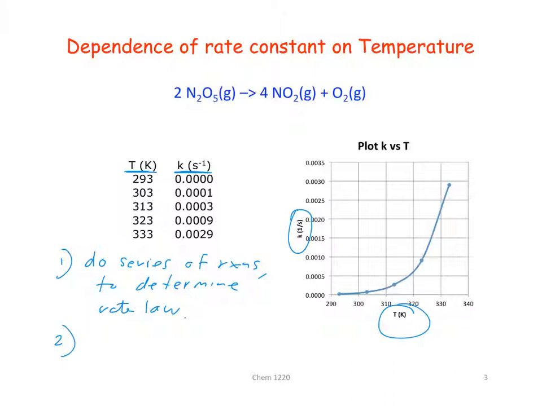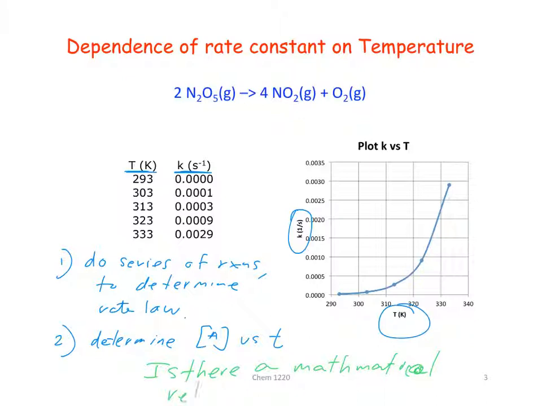The other way is if we could figure out whether this is, well, we could just determine, let's say, concentration versus time, right? And then use either of those integrated rate laws. If it's a first order or a second order, remember we can calculate out what K is from those equations. Okay, so there's two ways we can get at this. But what we want to figure out here is basically, is there a mathematical or an equation relationship between K and T, right?